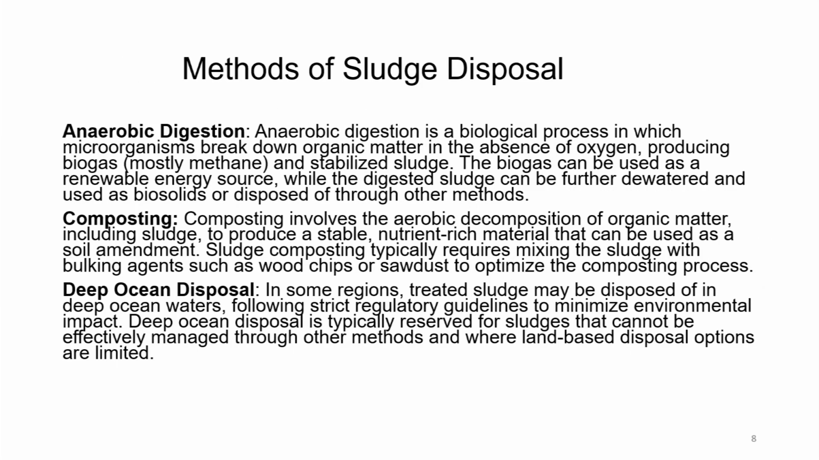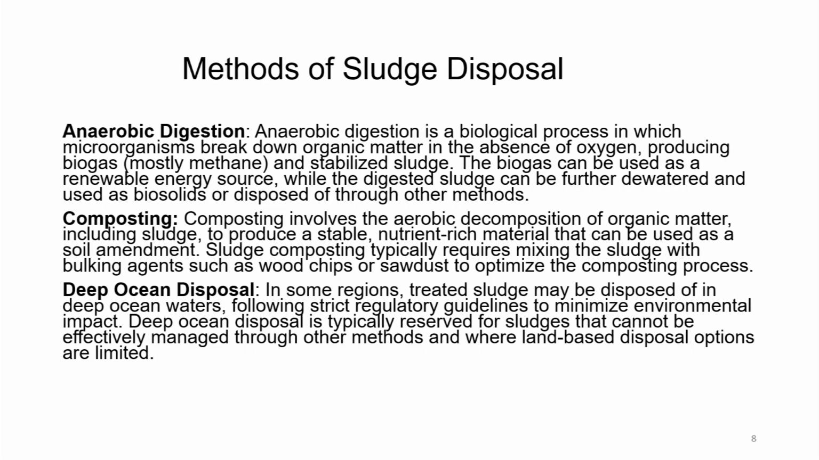Anaerobic digestion. Anaerobic digestion is a biological process in which microorganisms break down organic matter in the absence of oxygen, producing biogas, mostly methane, and stabilize sludge. The biogas can be used as a renewable energy source, while the digested sludge can be further dewatered and used as biosolids or disposed of through other methods.